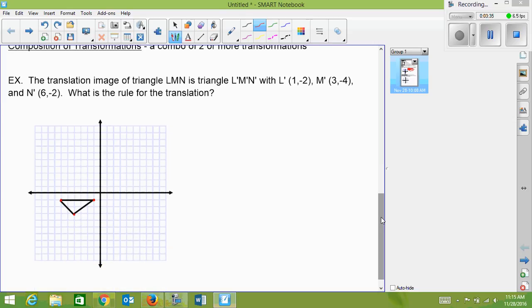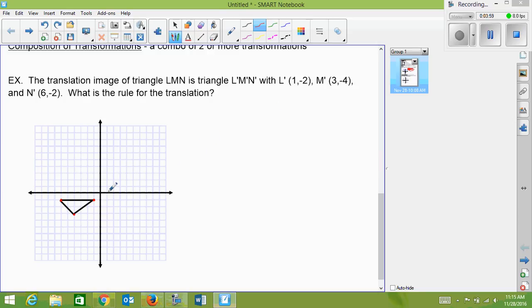The translation image of triangle LMN is triangle L''M''N'' with those 3 points. Okay, so I have the original triangle here, and I'm asking what the rule is. Well, to be able to figure out what the rule is, I either need to write the points down and figure it out that way, or I need to graph the new one, which is what I'm going to do here. So I'm going to graph this new one.